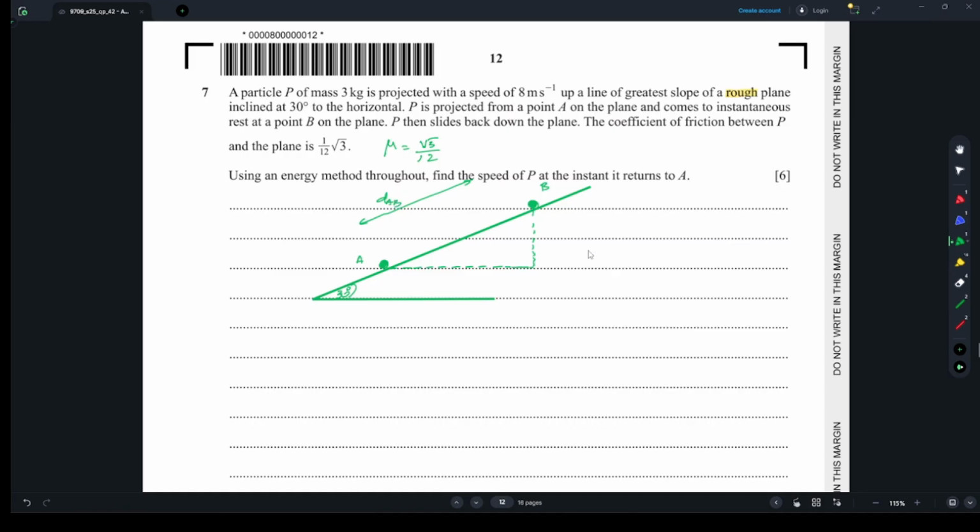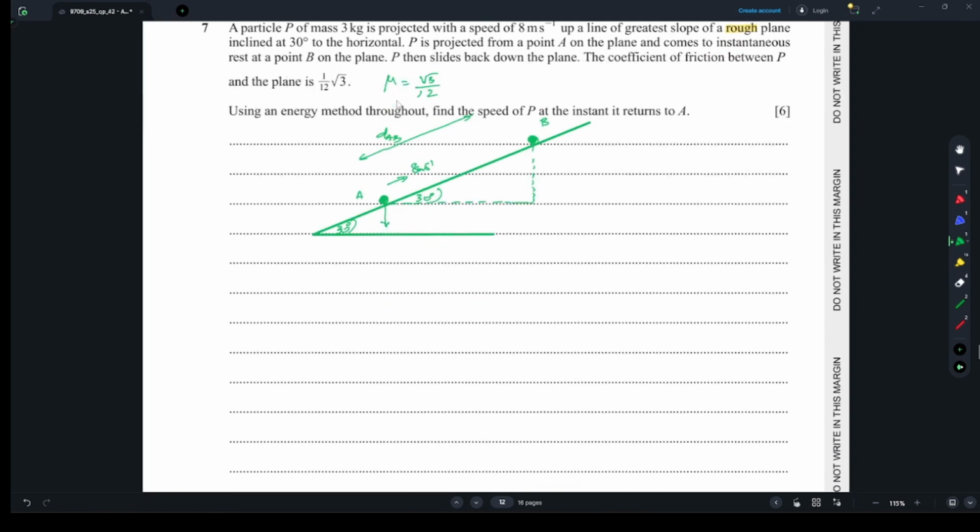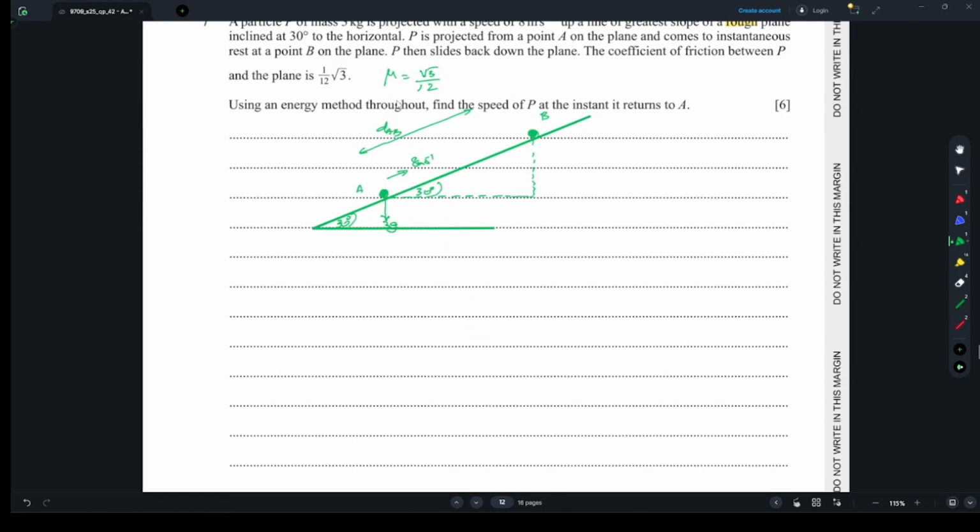because if we want to use this energy method, we should know the height, and this angle should be 30, right? Because this horizontal line and those are parallel, so it should be 30. Okay, and now this is a rough plane, and we projected it with a speed of 8. Okay, so we have the weight of that one, so it's 3 kilograms, so 3g.